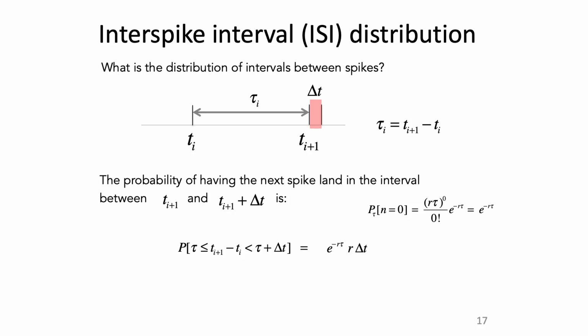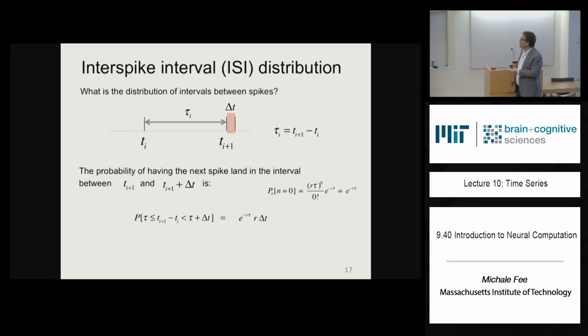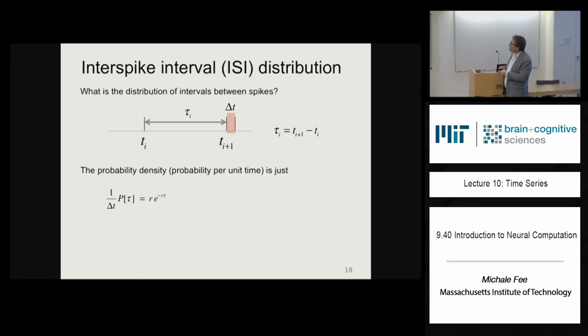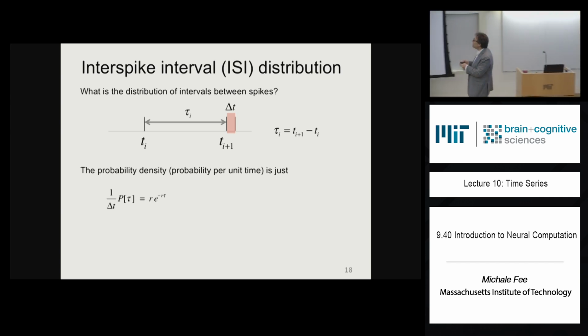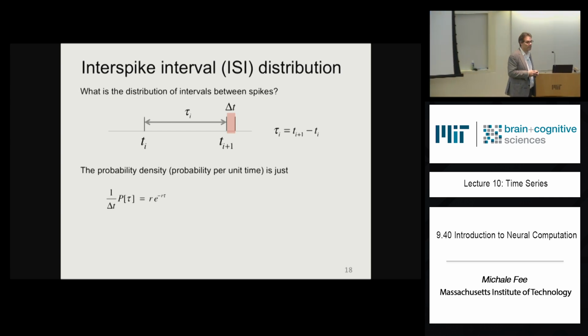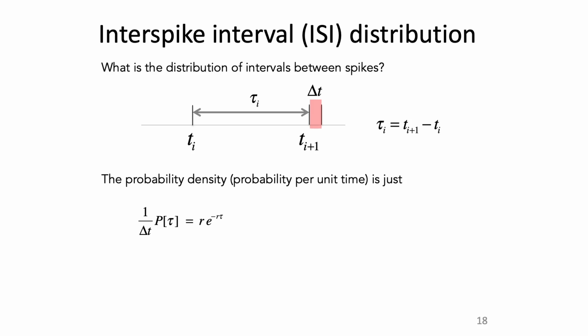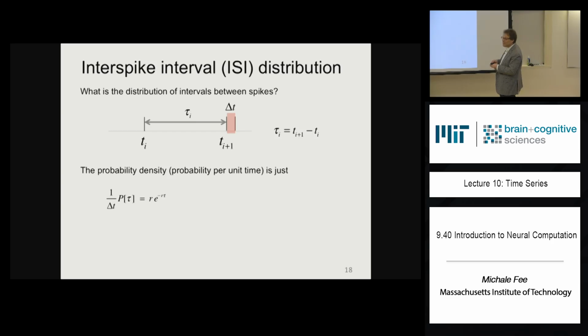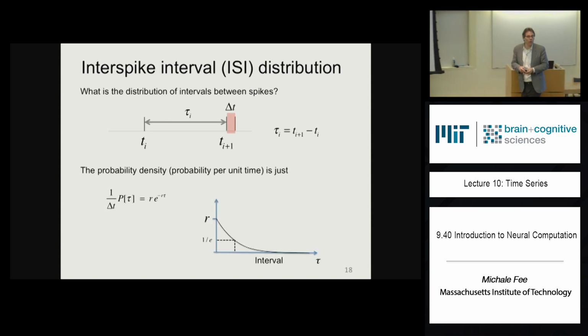So that's the probability of having no spike from here to here and having a spike in the next little delta t. We can now calculate what's called a probability density. It's the probability per unit time of having interspike intervals of that duration. Okay, and to do that, we just calculate the probability divided by delta t. And what you find is that the probability density of interspike intervals is just r e to the minus r tau, where tau is the interspike interval. Okay, and so this is what that looks like for a Poisson process.